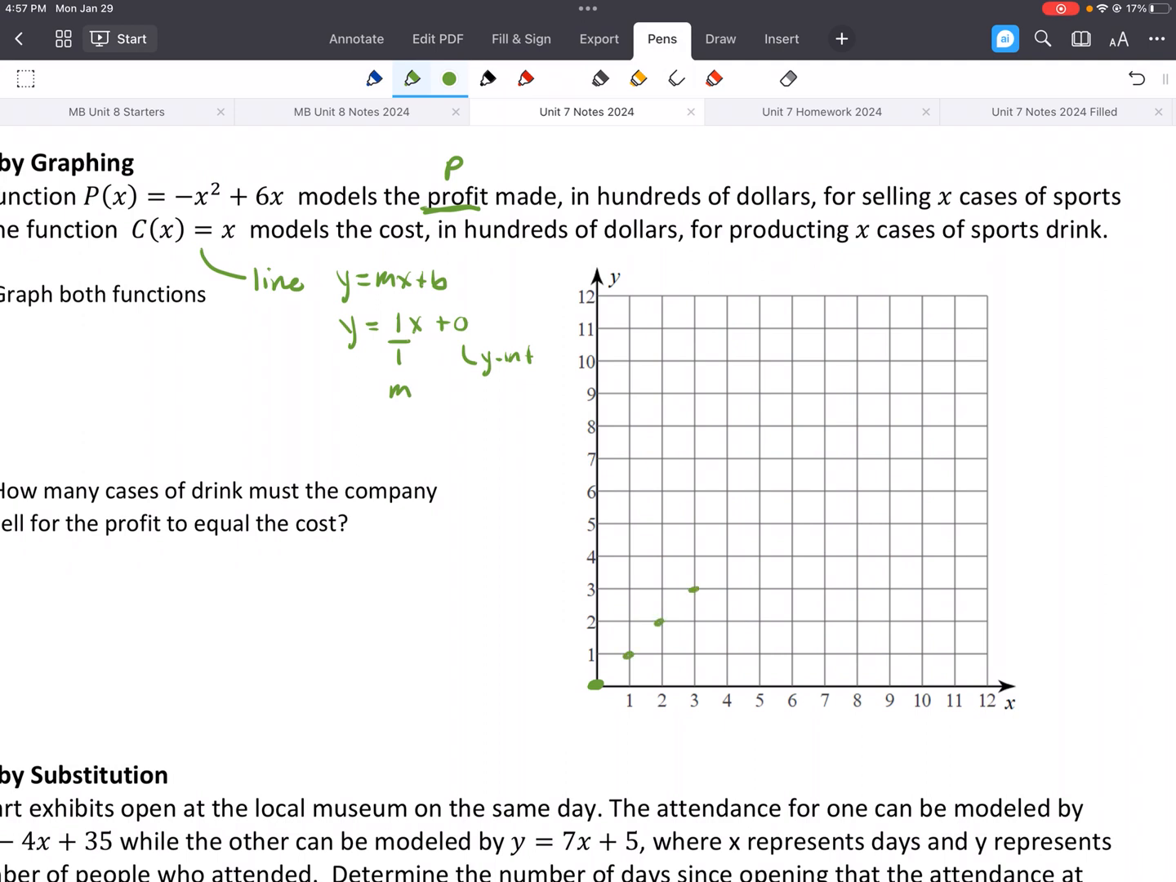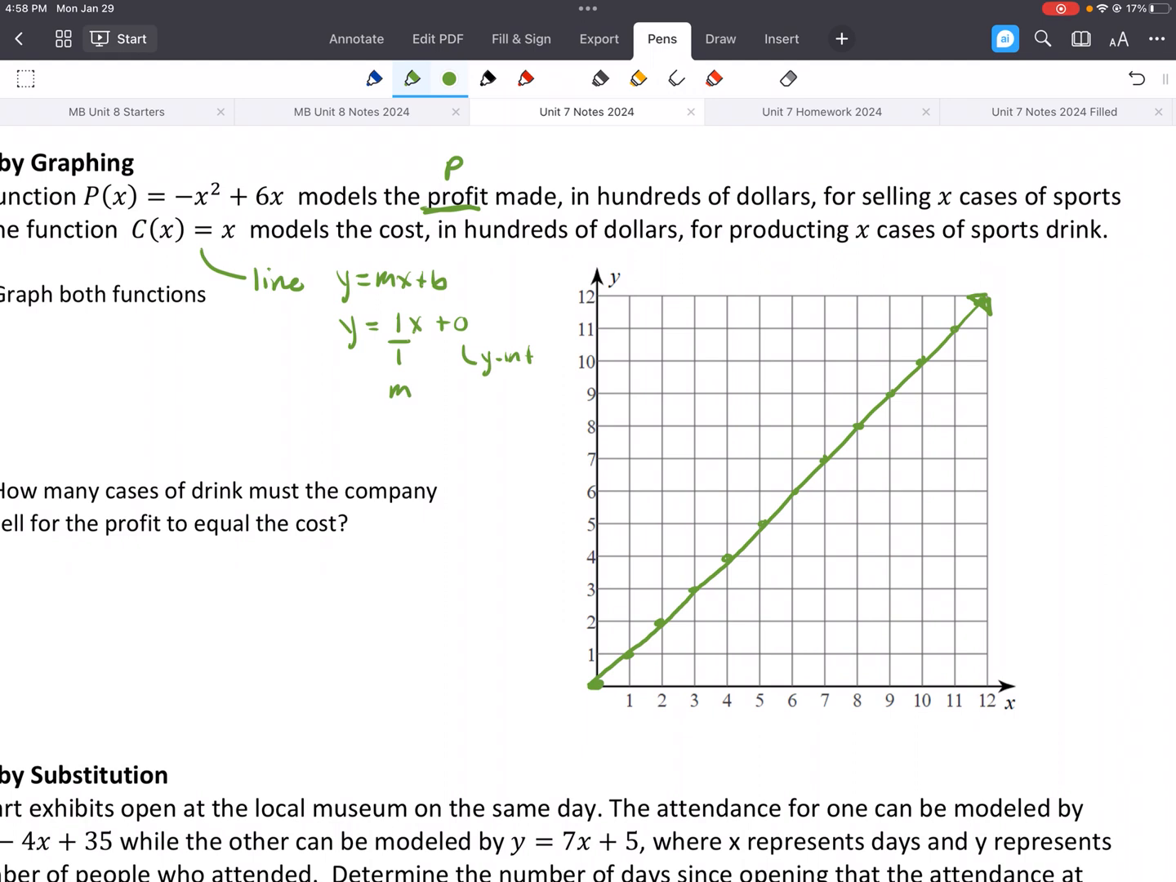So this is just a straight line, constant slope. Connect your dots. Okay, so this is, again, the cost to produce. So the more that you produce, the more it costs.